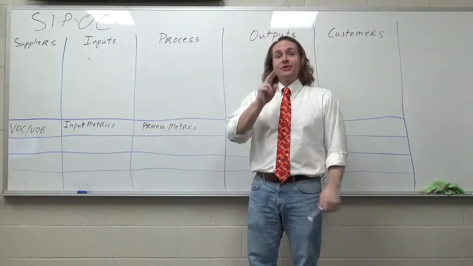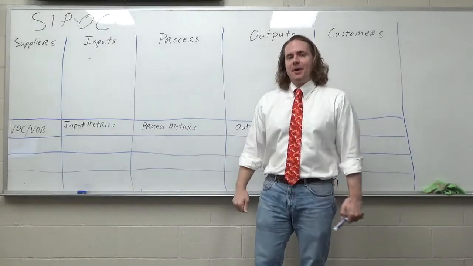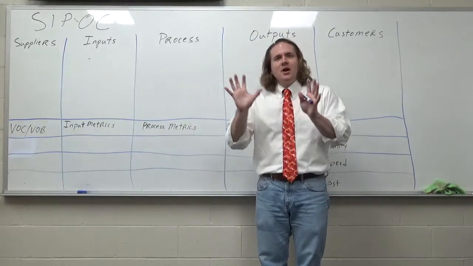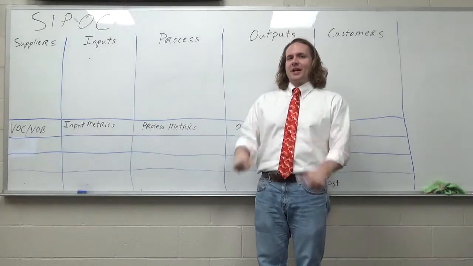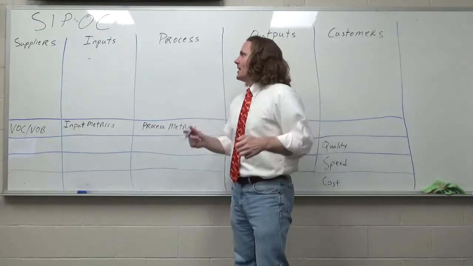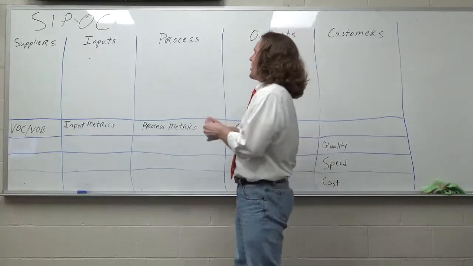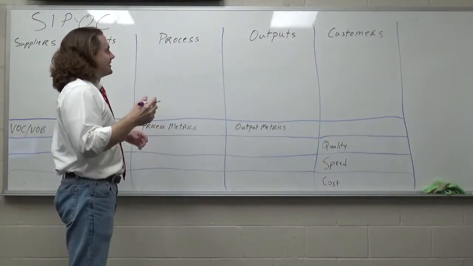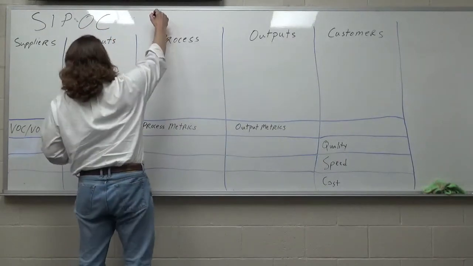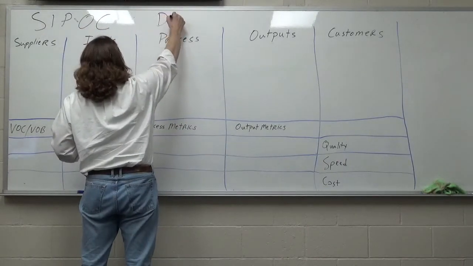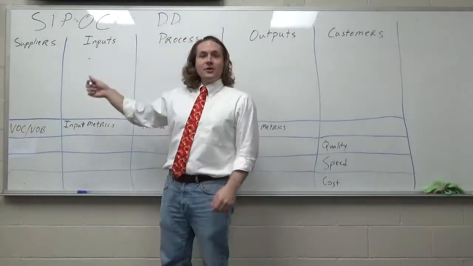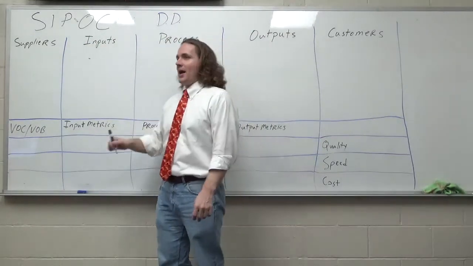So this is the first of two examples of how to do a SIPOC. In this example, I'm going to give something that's got a process together, but it's not really manufacturing. We're going to look at a coffee shop. So let's fill it in for our coffee shop. Let's call it, I don't know, Diamond Dollars Coffee Shop. DD Coffee Shop, okay? So, first thing we got to look at are our suppliers.